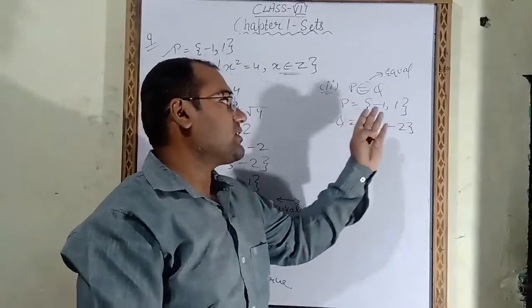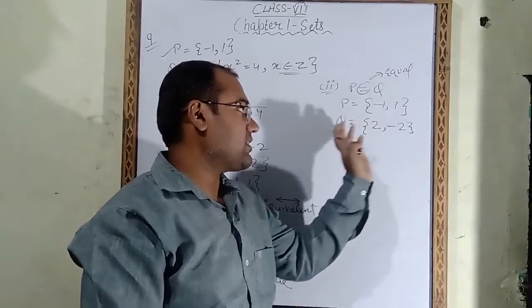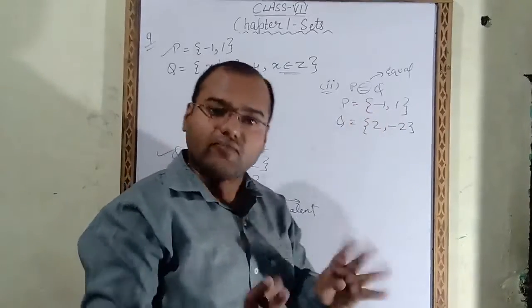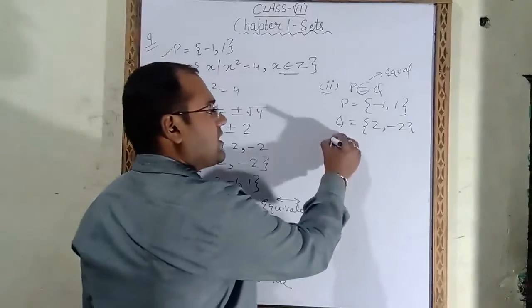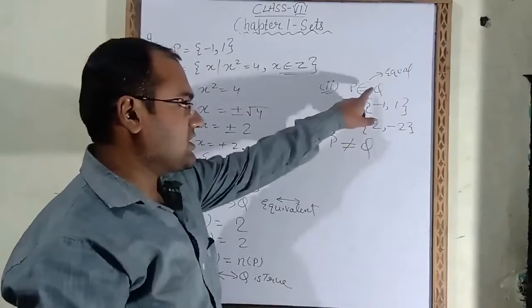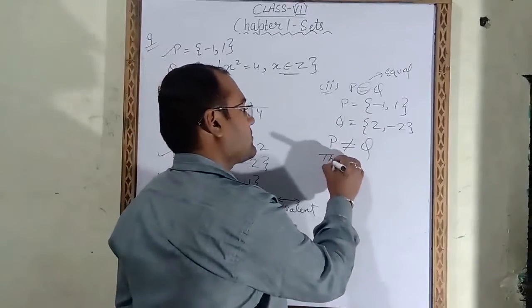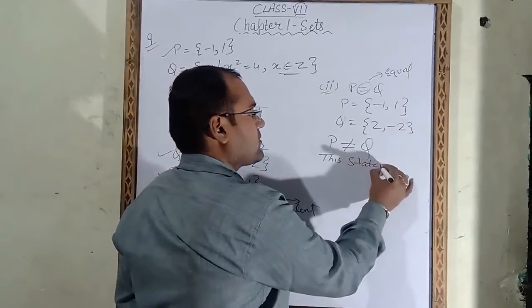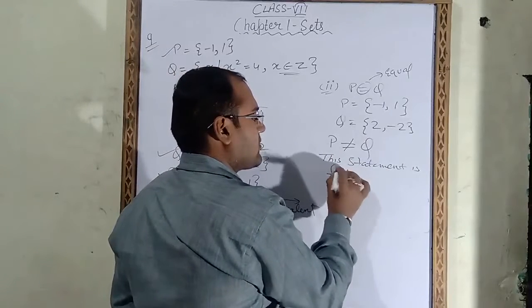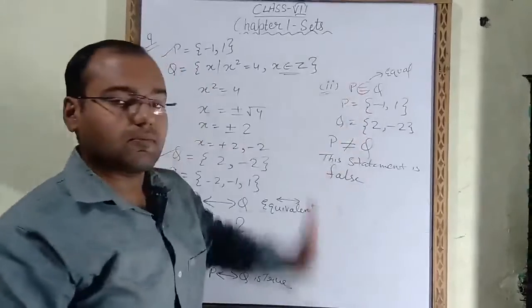In this P, which elements are given? -1 and 1. In Q, 2 and -2. Both the sets are having different elements. That means we will say P not equal to Q. That means this statement is false. That means the given statement is false.